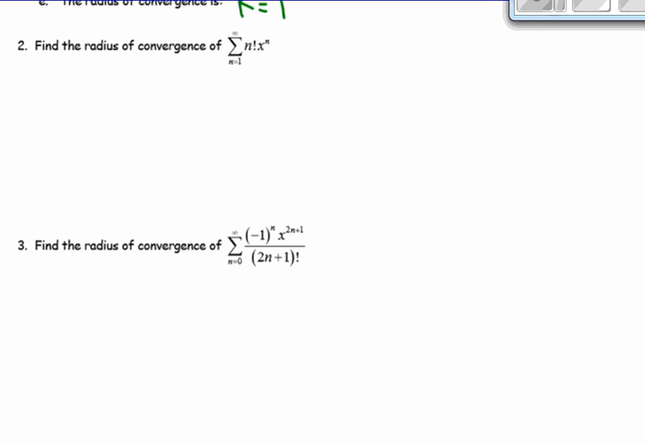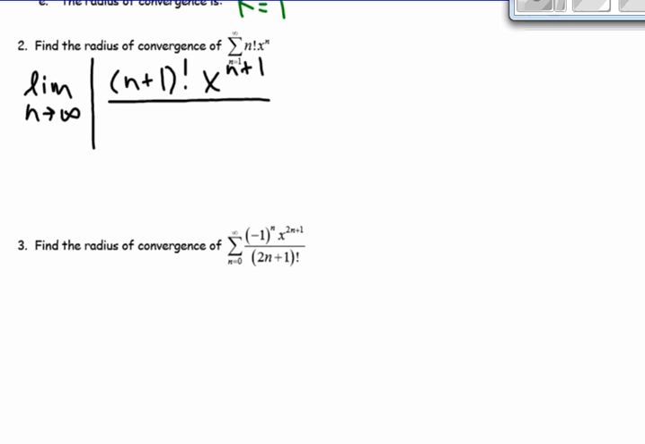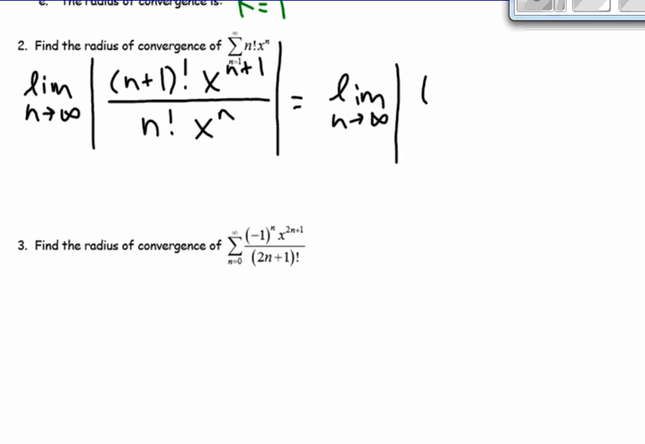Okay, now for example 2, again, we're going to find the radius of convergence. So we need to use the ratio test. The limit as n approaches infinity of the absolute value of (n plus 1) factorial times x to the n plus 1, divided by n factorial times x to the nth. Simplify that down, and we're going to get n plus 1 in the numerator times x. The denominator completely goes away.